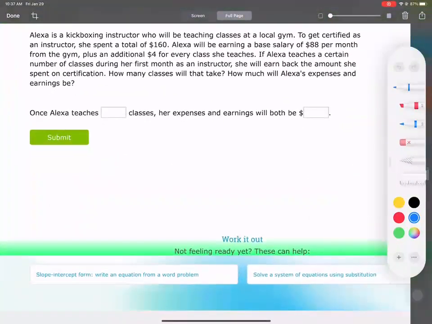Okay, Alexa is a boxing instructor who will be teaching classes at a local gym. To get certified as an instructor, she spent a total of $160. Okay, $160. We're just looking at that right now. Alexa will be earning a base salary of $88 per month from the gym, plus an addition of $4 for every class she teaches. Man, ouch. That's not much. But $88 per month at the gym, plus $4 for every class she teaches.